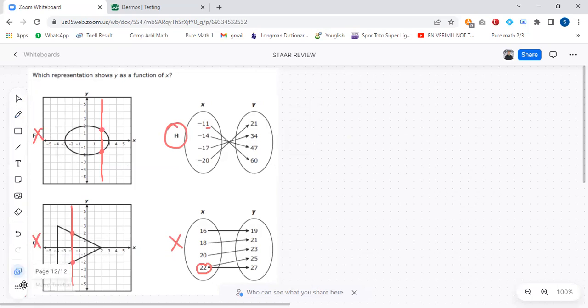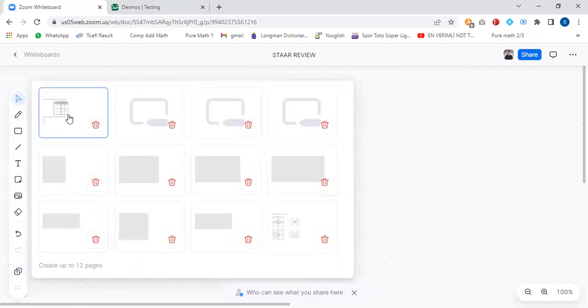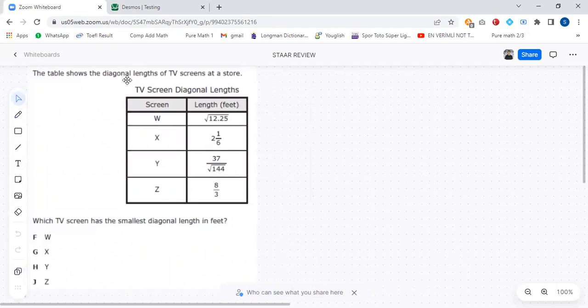All right, the next problem. The table shows the diagonal length of TV screens at a store. As you can see, these are the TV screens W, X, Y, Z, and we have square root of 12.25, 2 and 1 over 6, 37 divided by square root of 144, and 8 divided by 3. If you're using Desmos, you can use SQRT to type square root. So let's start. We are going to convert all these into decimals, and then we are going to order them.